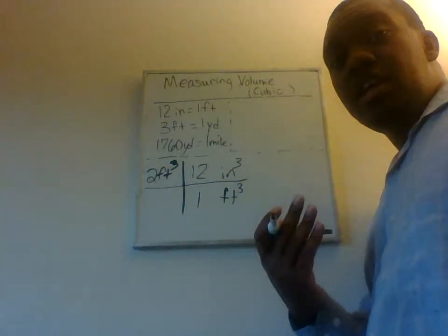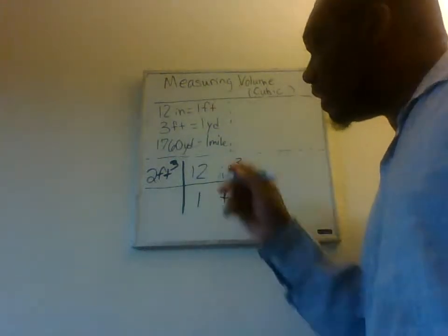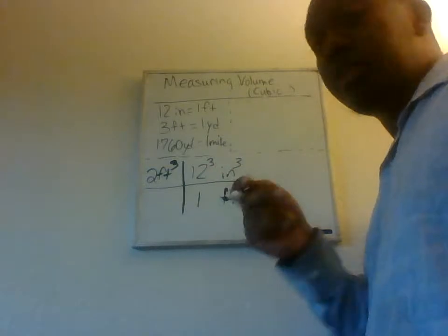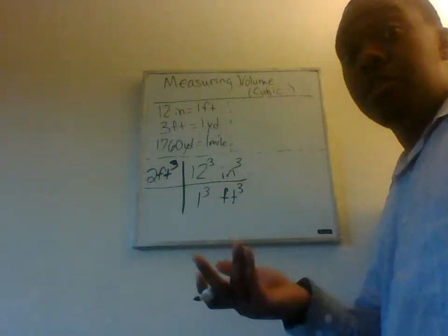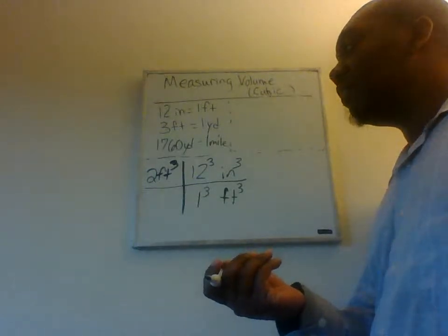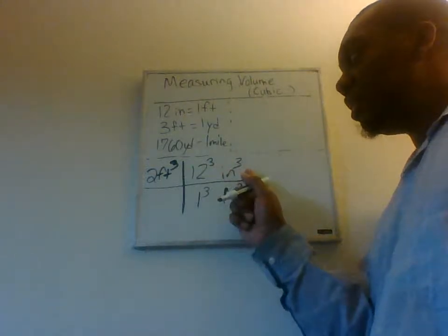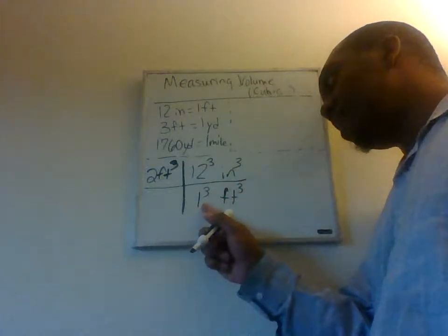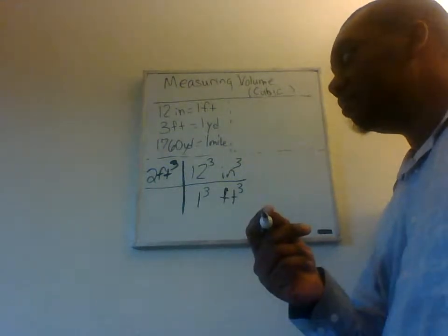All right, very good. However, we are dealing with cubic inches. So this 12 now needs to be raised to the third power, or cubed. This 1 also needs to be raised to the third power, or cubed. So in order to convert this, we have to do 2 cubic feet times 12 cubic inches divided by 1 cubic feet. Okay, that's pretty simple.